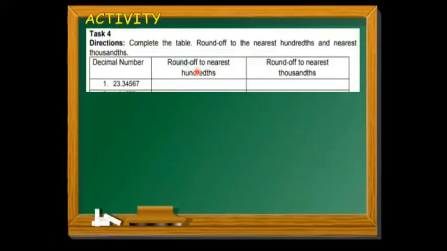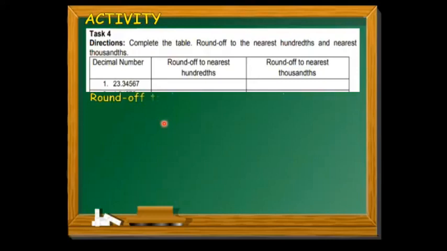Okay. So, let's have an activity. Kinuha ko to sa module nyo, sa task 4, sagutan natin yung isang number doon. So, direction: Complete the table. Round off to the nearest hundredths and nearest thousands. So, the given number is 23.34567. Okay? So let's example.